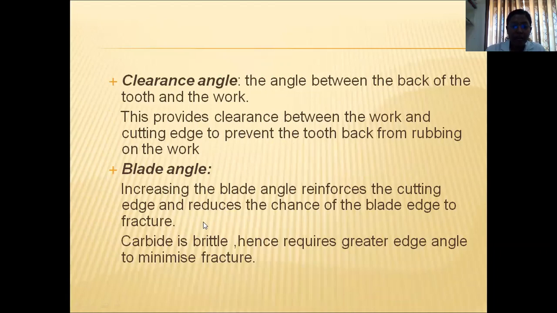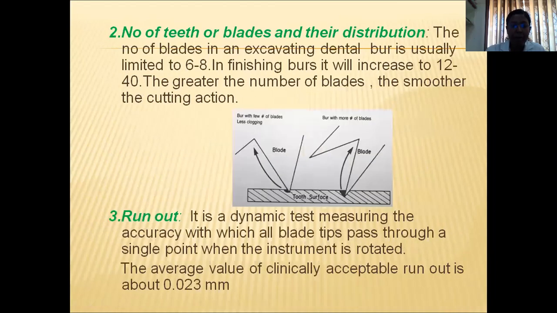The blade angle is the angle that is formed between the rake face and the clearance face. So increasing the blade angle reinforces the cutting edge and reduces the chances of breakage of the blades. Carbide burrs are brittle, hence they require a greater blade angle in order to minimize fracture.